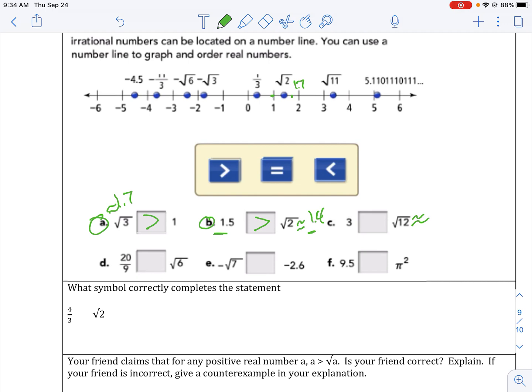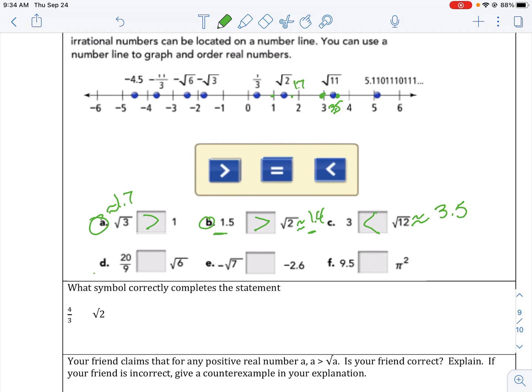So again, writing these numbers down, the square root of 12 after plugging it into the calculator is approximately 3.5, rounded to the nearest tenth. 3 on my number line is there, 3.5 will be right there. Therefore, the square root of 12 is larger.